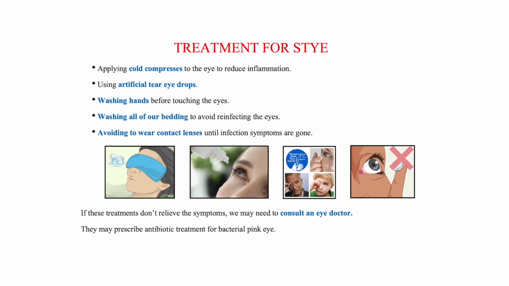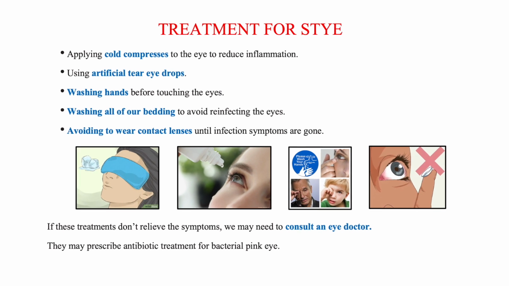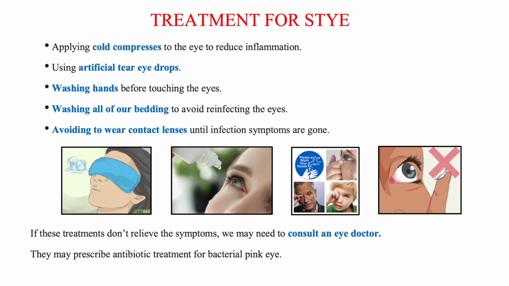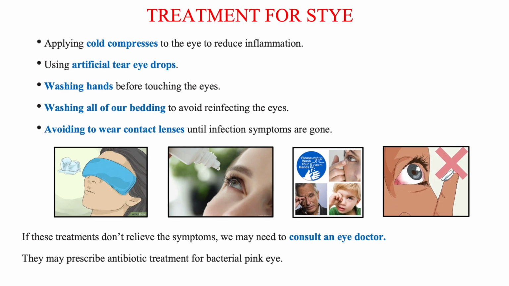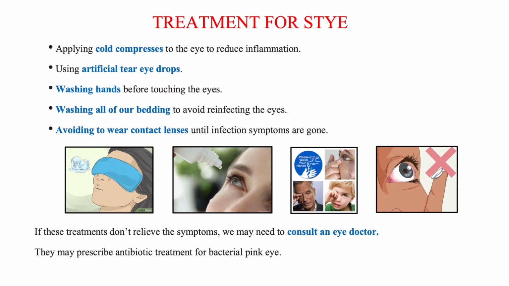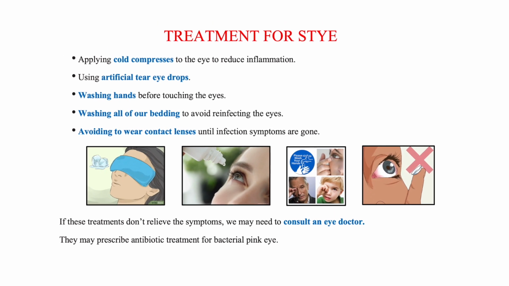What is the treatment for stye? In some cases of pink eye, we can use home remedies to relieve symptoms until the infection clears. Apply cold compress to the eye to reduce inflammation. Use artificial teardrops. Wash hands before touching the eyes. Wash all bedding and avoid reinfecting the eyes. Avoid wearing contact lenses until infection or its symptoms are gone. If home treatment doesn't relieve the symptoms, we may need to see an eye doctor. They may prescribe antibiotic treatment for bacterial pink eye.